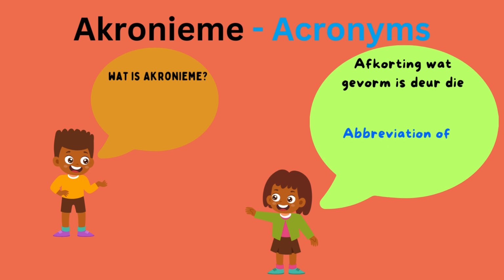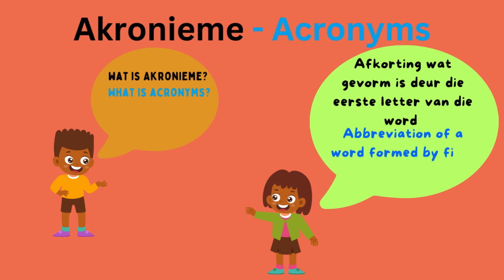Now that we're done with abbreviations, let's have a look at acronyms. So what are acronyms? Acronyms are abbreviations of a word formed by the first letters of each word. How do you say that in Afrikaans? Wat is akronieme? Akronieme is afkortings wat gevorm is deur die eerste letter van die woord. So acronyms, you use the first letter of each word. It's made out of the first letter of each word.